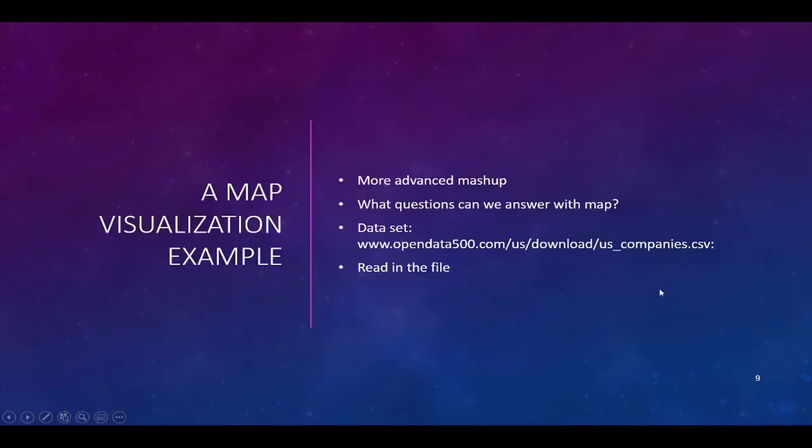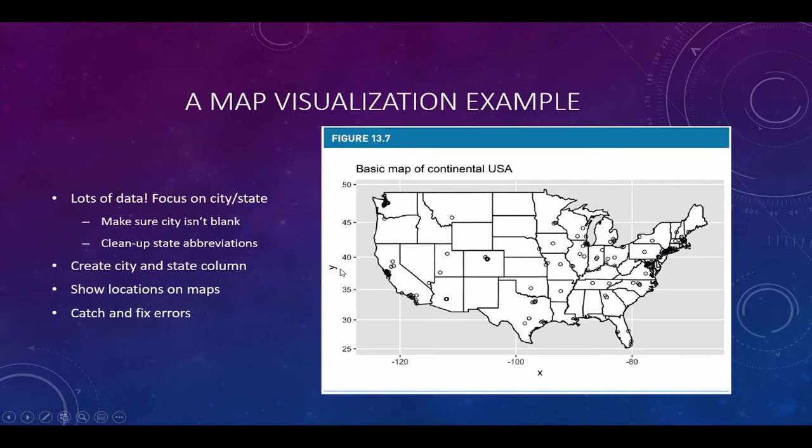So a visualization on a map is much more advanced. So what questions can we answer with the map? Okay, so here is an open data set of US companies, and this is the file that the example goes through in the book. So let's take a look at this specific example when we put it on a map.